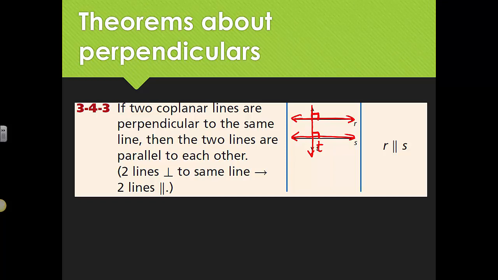Again, this does not have a name, although we spoke in class and we called this the converse of the perpendicular transversal theorem. But if you were to use it as justification in a proof, you would use this: two lines perpendicular to the same line implies that those two lines are parallel.